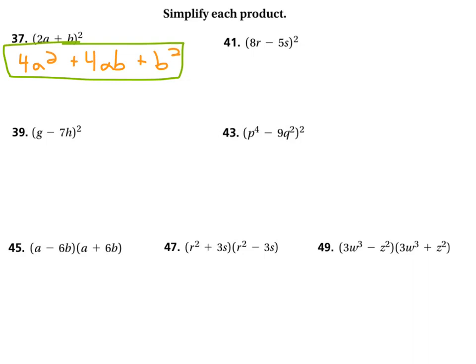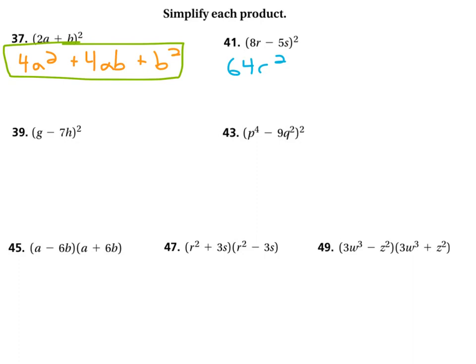Okay, let's do it for 41. We're squaring a binomial, so we square the first term, 8r times 8r, 64r squared. And then we multiply the two terms together and double it for the middle term. So 8r times negative 5s. Well, 8 times negative 5 is negative 40, and then the variable is rs, r times s.